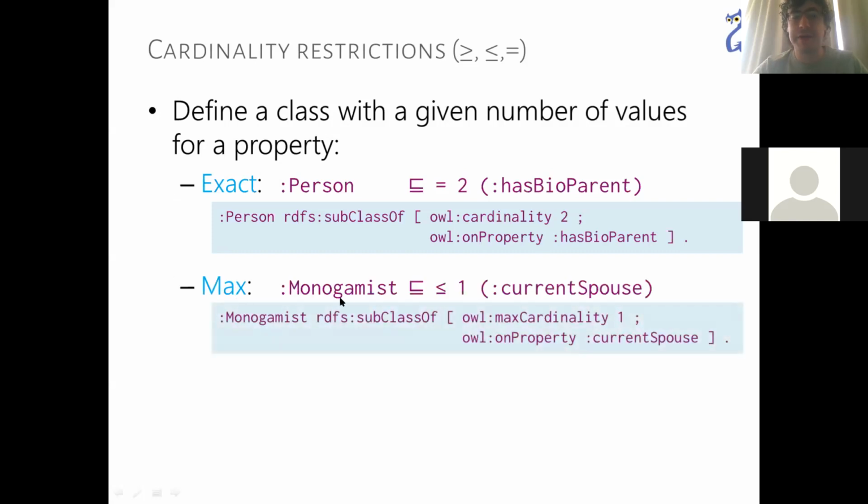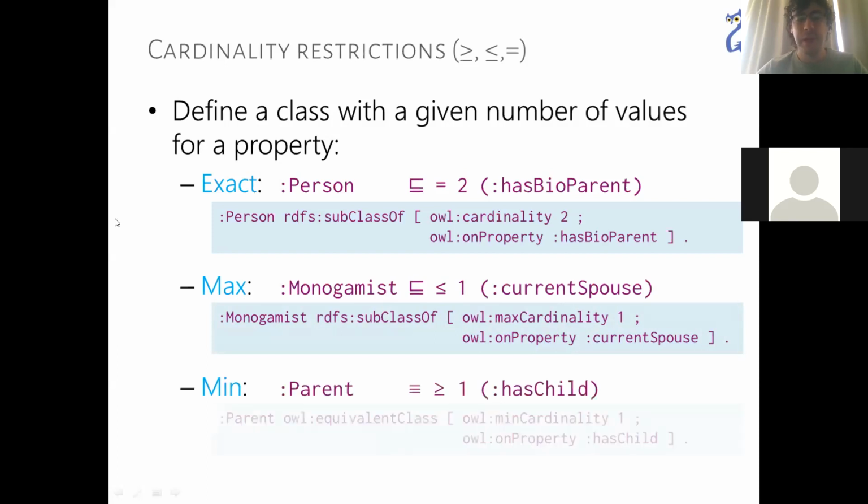We can define max, which would be, for example, a monogamist, as at most 1 current spouse. And we can define min, for example, that a parent has at least 1 child. In this case, we can use equivalence, because if something has at least 1 child, then it can be considered to be a parent.